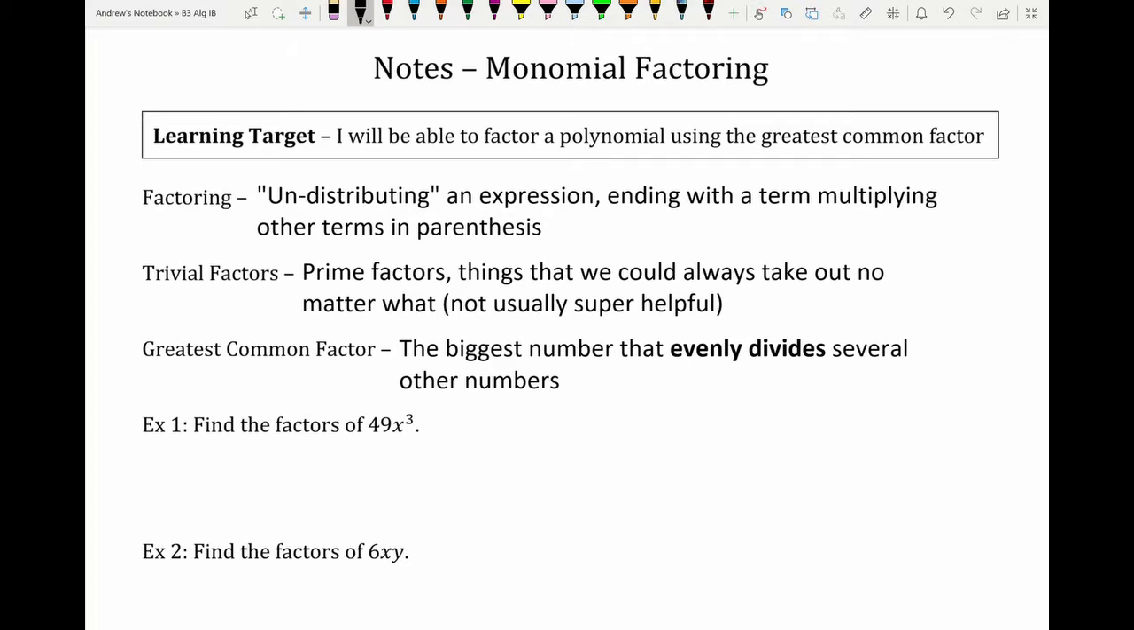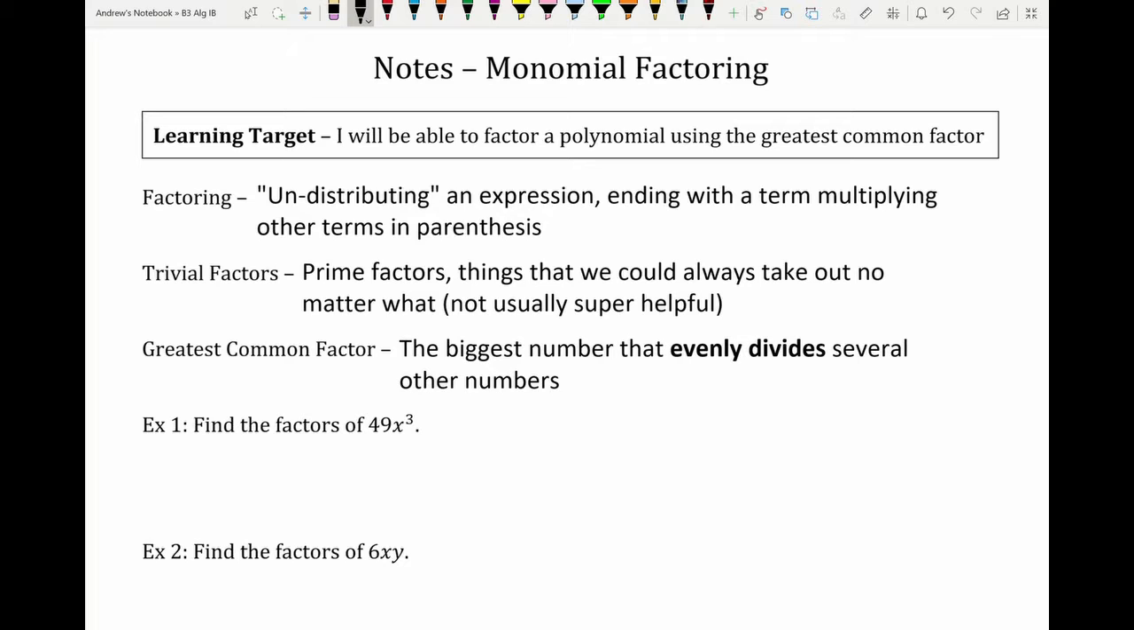So factoring is kind of like the division of what we're doing here. Factoring really is just like undistributing an expression, right? Whereas all last week we were talking about multiplying, it's like we were distributing pieces into each other. So this time we're undistributing, right? The opposite of multiplying is dividing. That's sort of what we're doing. We're going to end up with a term that's multiplying other terms in some parentheses. So when we're doing that, we need to be taking out a common factor.